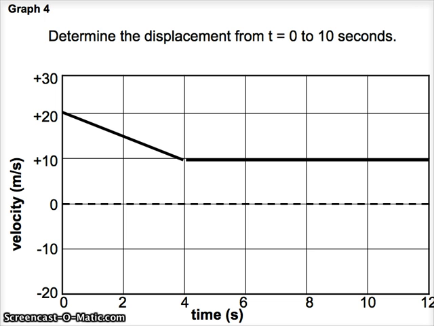Let's take a look at this graph. We have to be careful sometimes. We don't always use the entire graph. This question only asks for the displacement from 0 to 10 seconds. So we need to make sure we cut the graph off at that point, at that time. And then we look at the remaining shape and determine what shapes will be easy for us to work with.